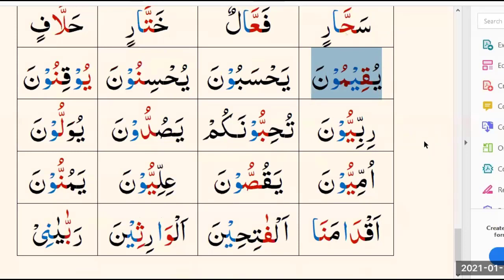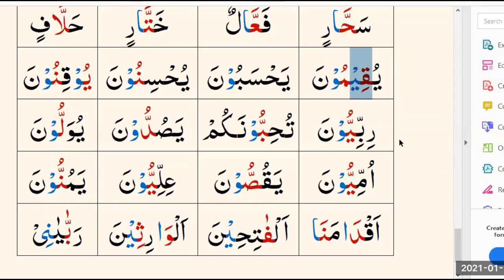Yukimuna. Now, this haruful madda condition, is it fulfilled here or not? It is fulfilled. Because what is the condition for a ya madda? The ya should have sukoon sign and the preceding letter should have kasra sign. Yeah, so that's why you are prolonging it for 2 seconds.